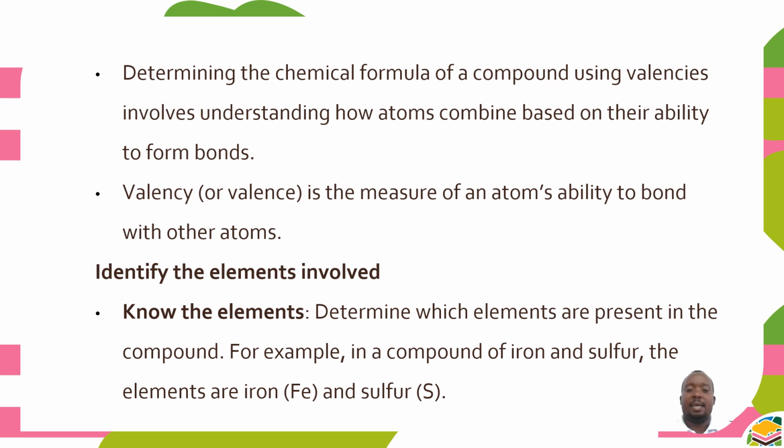How do we identify the elements involved? You determine which elements are present in the compound. Here now, we want to write the chemical formula. So first of all, you have to know the elements. You determine which elements are present in the compound. For example, in a compound of iron and sulfur, the elements are iron, which is Fe, and sulfur, which is S. So you have to know the elements. Iron is Fe, and sulfur is capital letter S.